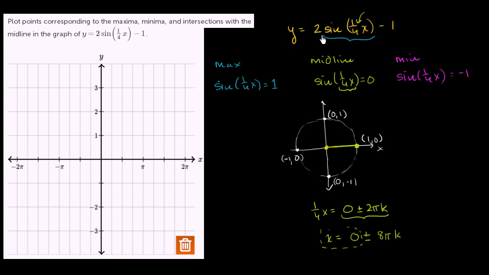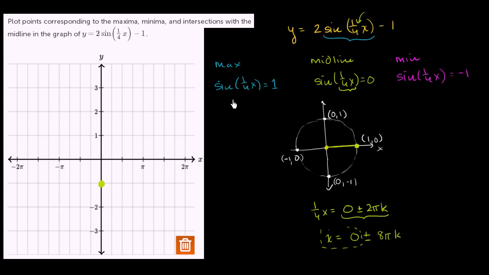When x equals 0, all of this stuff is 0. Y is equal to -1. So we have the midline right over here. X equals 0, y is equal to -1. And we're also hitting the midline right over there.